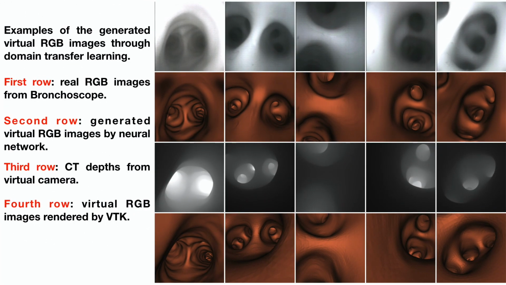Here are examples of the generated virtual RGB images through domain transfer learning. First row, real RGB images from the bronchoscope. Second row, generated virtual RGB images by the neural network. Third row, CT depths from the virtual camera. Fourth row, virtual RGB images rendered by VTK.